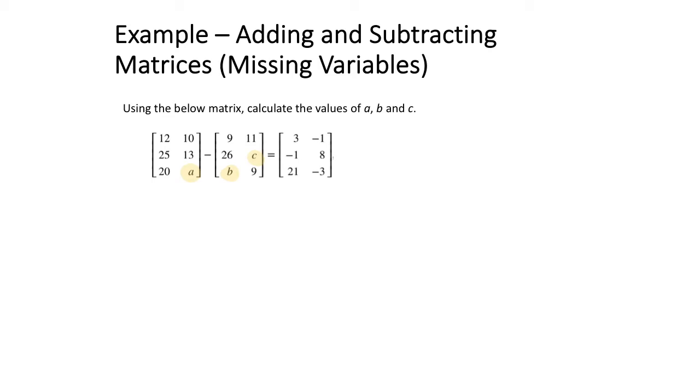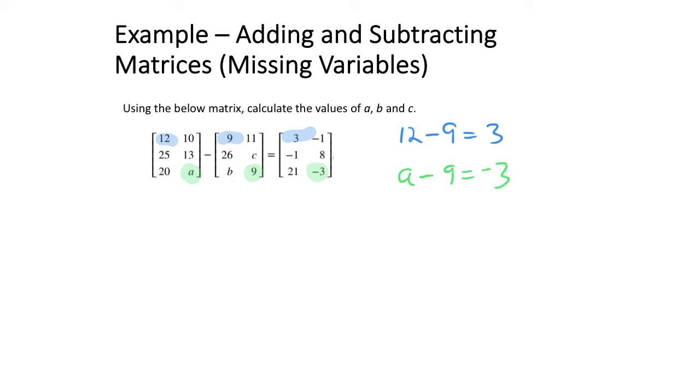So looking at element 1, 1 in each of our matrices, we have 12, 9, and 3. And because we are subtracting, we know that 12 minus 9 is equal to 3. So having a look at A, the corresponding element in our middle matrix is going to be 9. And then in our answer matrix, the corresponding element is going to be negative 3. So we know that A minus 9 is going to equal negative 3.